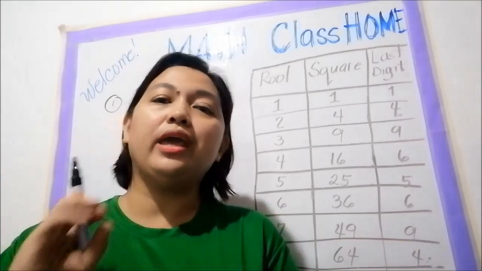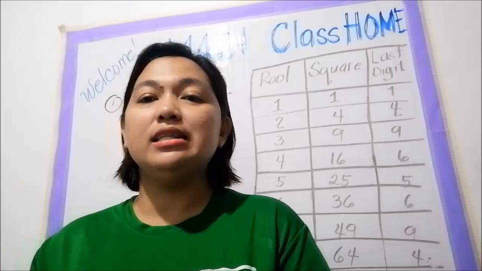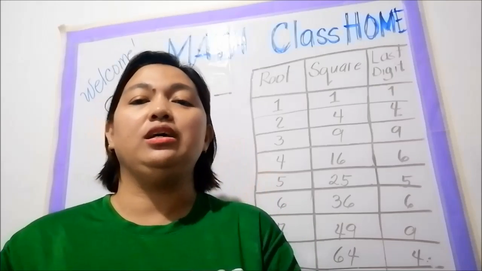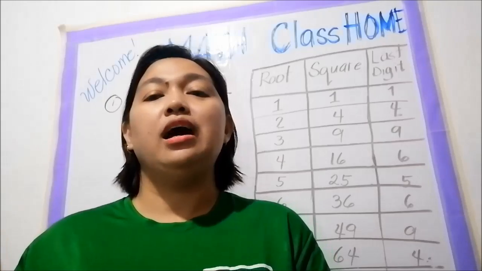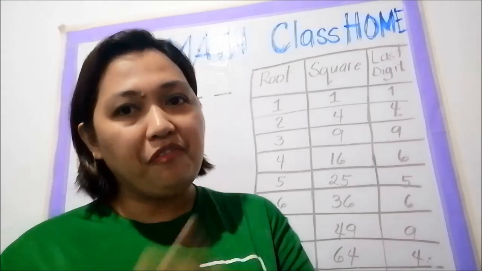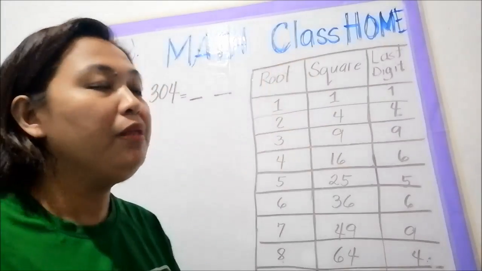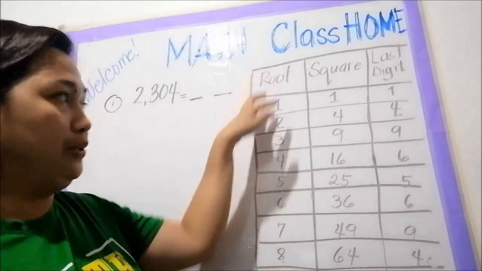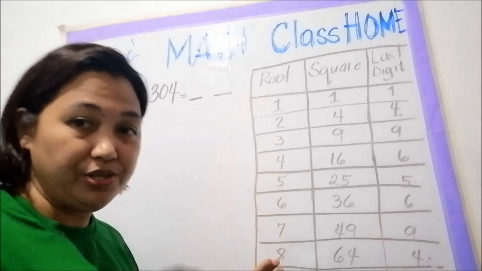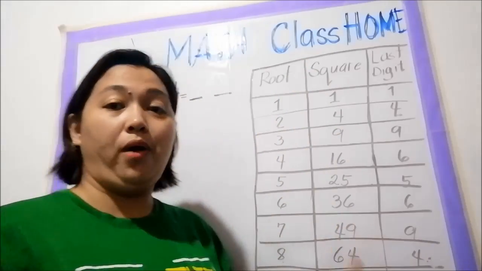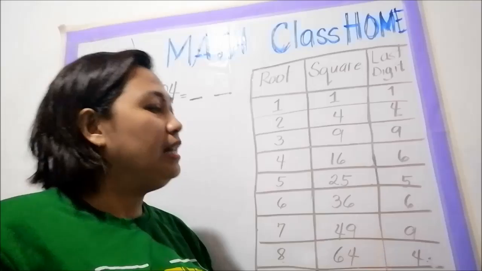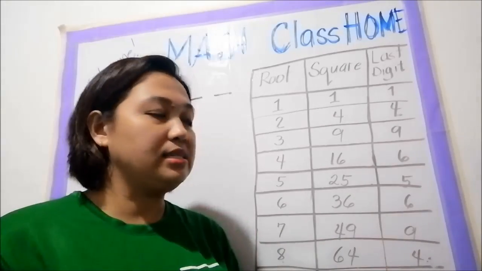So our lesson for today is about getting the square root of a four-digit number, which is a perfect square. Before that, let us first be familiar with this table. The first column consists of the root, simply the numbers. The second column is the square of that number, and the third column is the last digit.